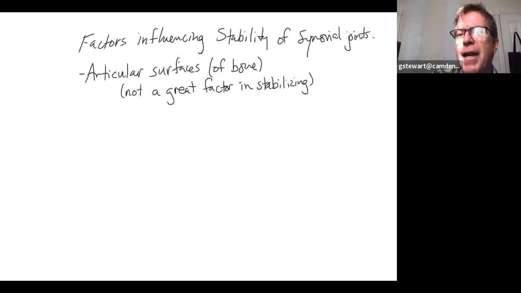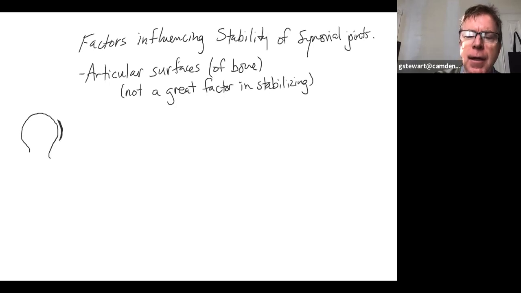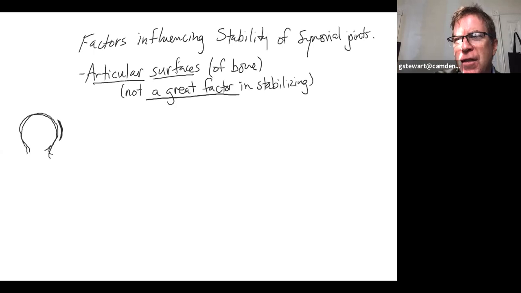So what we mean by that is the head of the humerus, for example, is a sphere, is a circle. The glenoid cavity is this small depression that it articulates with. This sphere riding on it is like a golf ball on a golf tee. It can turn 360 degrees and still ride on this surface. Great for mobility. So the articular surface enhances mobility, but is not a great factor in stabilization. The next factor, ligaments, are much more of a stabilizing factor.